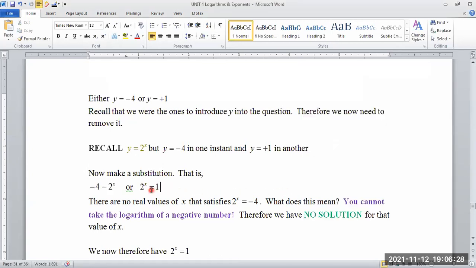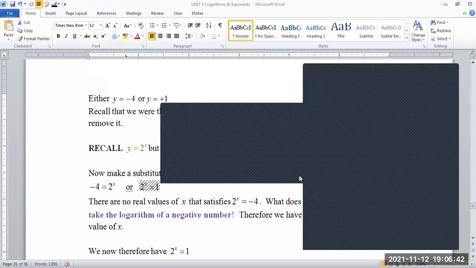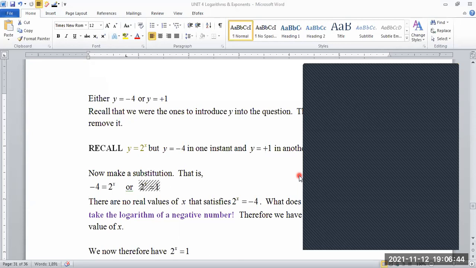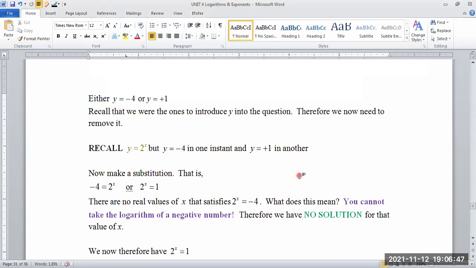All right. So when I have y equal to 2 to the x, I'm going to have negative 4 is equal to 2 to the x, or I'm going to have positive 1 is equal to 2 to the x. As a matter of fact, I'm not going to change that one because it's the same thing. It's an equation, and equality says that I can write it any way. Reading it from the left or the right gives me the same value. So there are no real values for x that satisfy 2 to the x equals negative 4, which is this one.